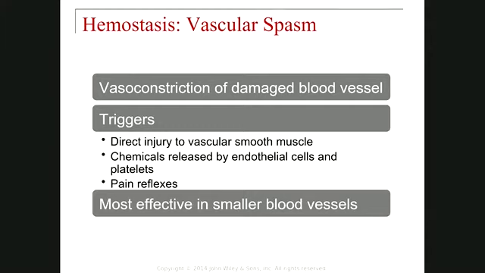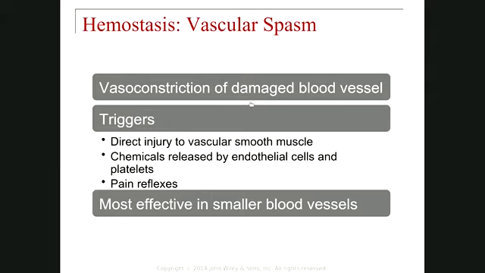The first part which I want to talk about is called vascular spasm. Vascular spasm means vasoconstriction of the damaged blood vessels. When arteries or arterioles are damaged, the smooth muscle in the wall of these blood vessels contracts immediately, a response called vascular spasm. Vascular spasm can reduce blood loss for several minutes to several hours. During this time, the other hemostatic mechanisms begin to operate.